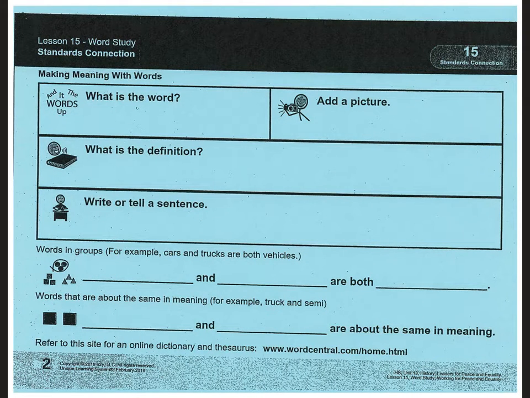Our last vocab word for today is theater. The definition for theater is a place with rows of seats where people can watch plays, concerts, or movies.